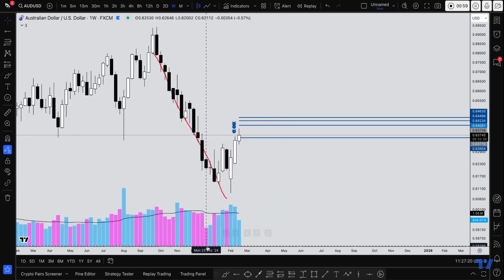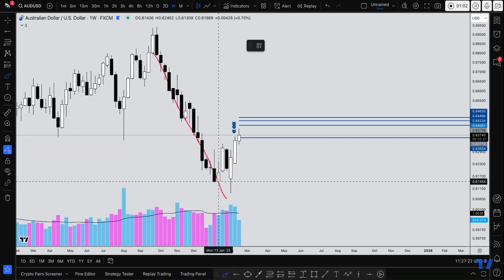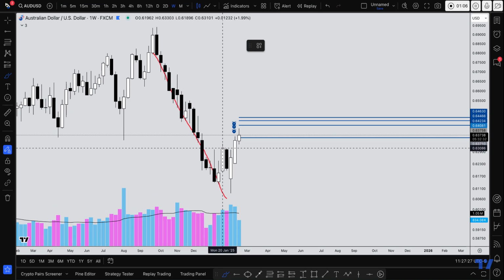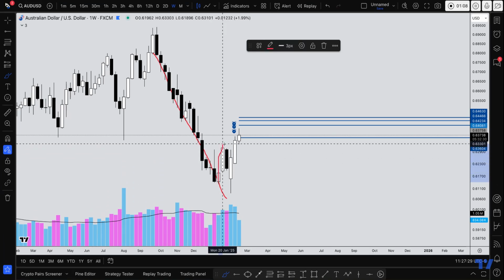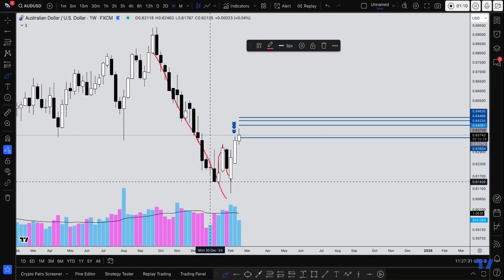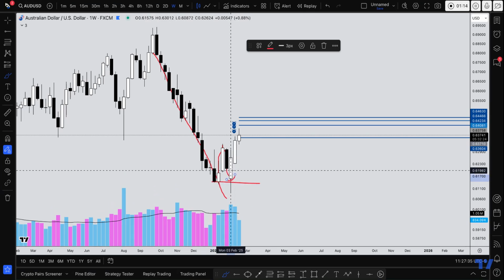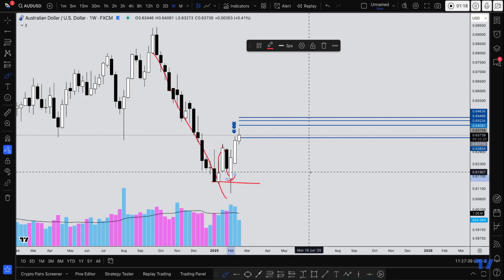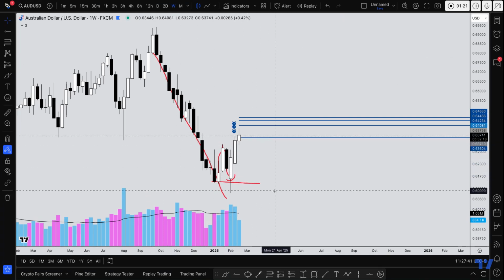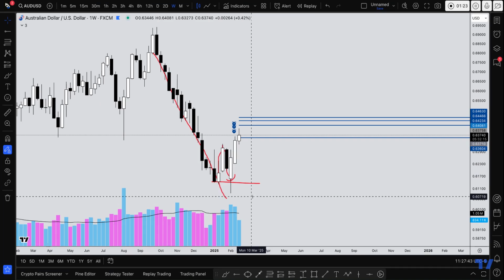Okay, then you can see that we had a nice pullback going from January 13th into the 20th for about a week. Came up, came back, failed to give us a new low, giving us a higher low. And now we have three bullish candles starting from February 3rd into this week. Okay, so that's what we're seeing on the weekly time frame.